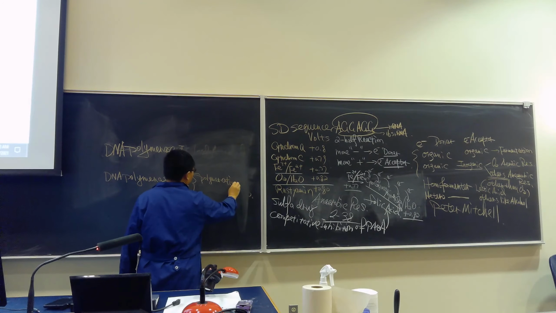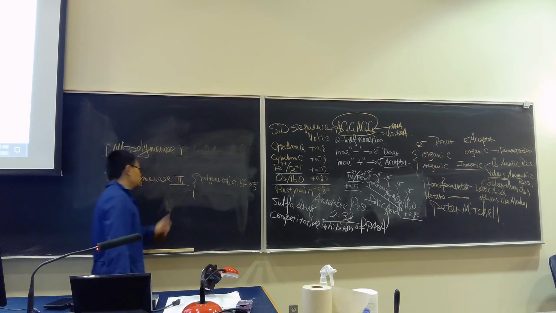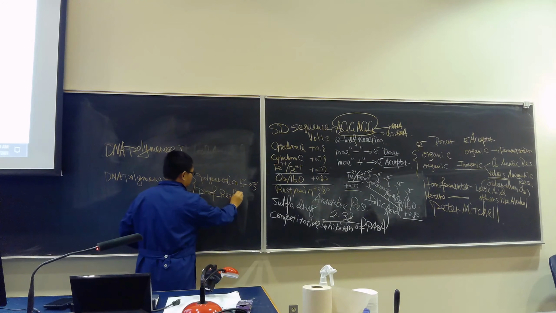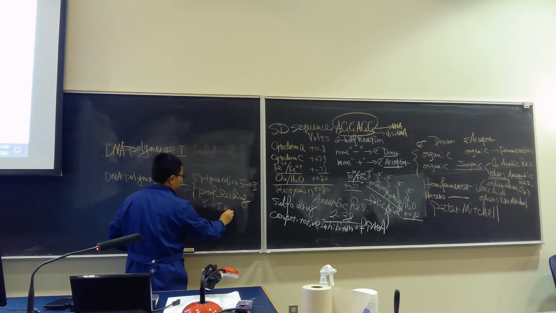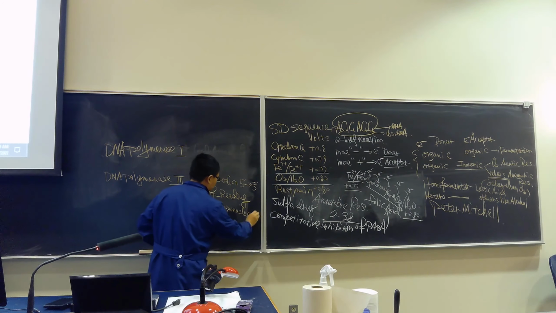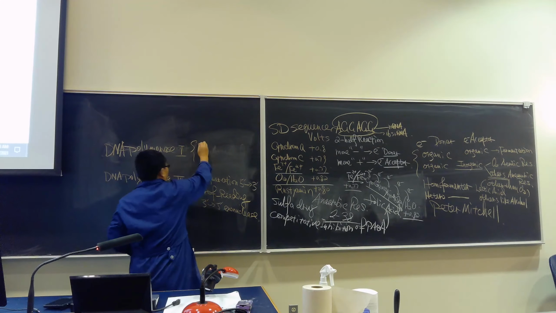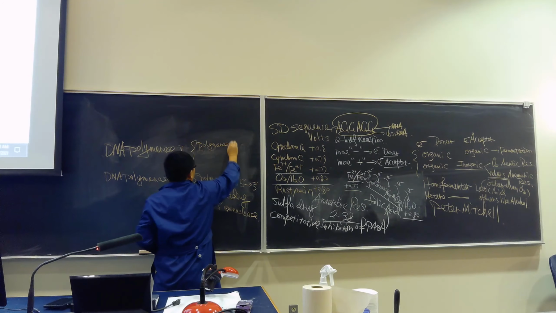Okay, that's no question. 5' to 3'. What's the function of that guy? Proofreading, is that right? Because 3' to 5' exonuclease. How about that one? Of course, polymerization. What else?